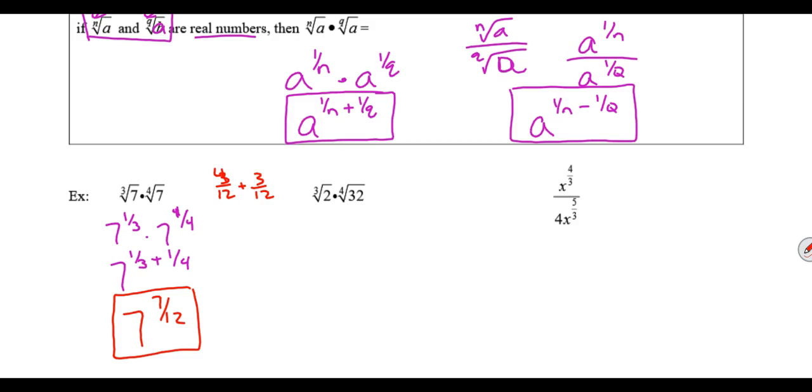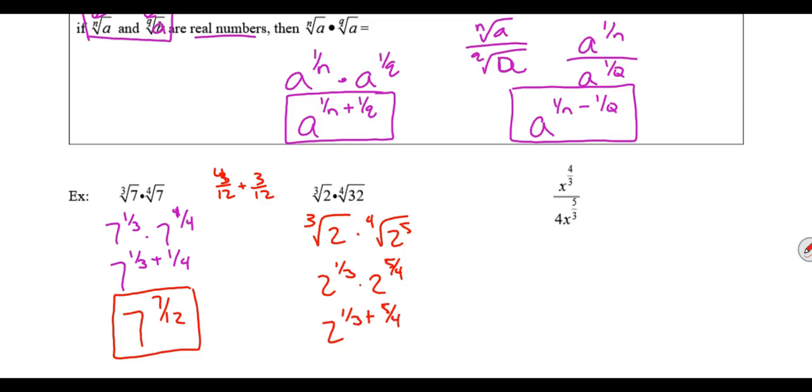Make sure you understand how to add fractions when the denominators are different, or you're going to have trouble with this unit. All right, so the second example looks a little complicated because 2 and 32 are not the same base. They're not the same radicands. So how could I possibly do this problem? Well, let's change that number into a base 2. So the third root of 2 times, that's 2 to the 5th, so we're looking at the 4th root of 2 to the 5th power. So now I can do 2 to the 1/3 times 2 to the 5 over 4, which gives me 2 to the 1/3 plus 5/4.